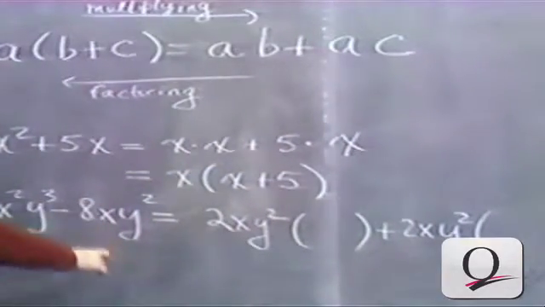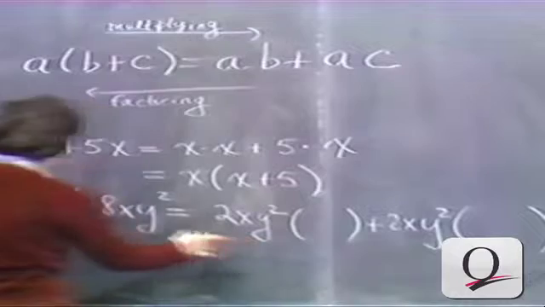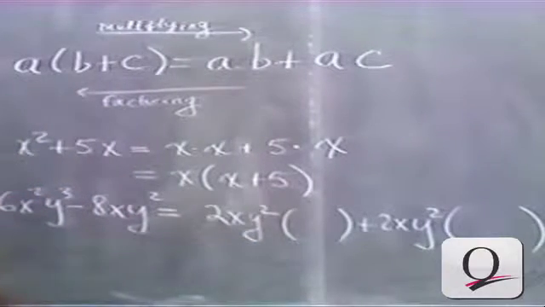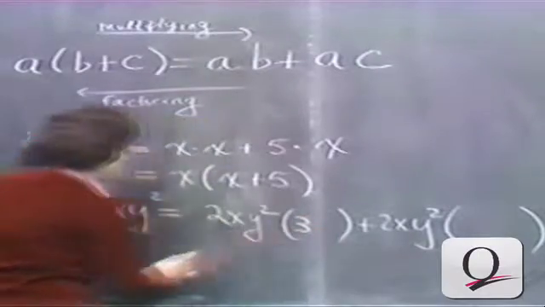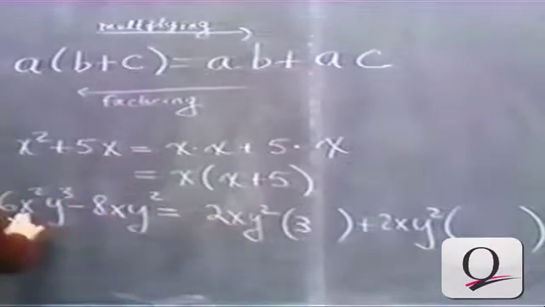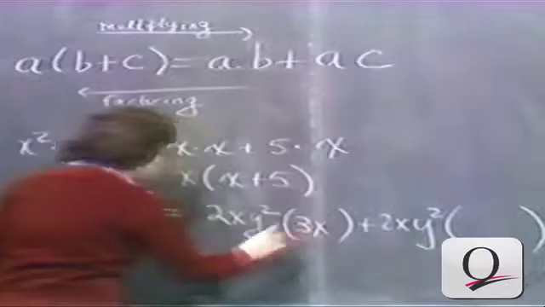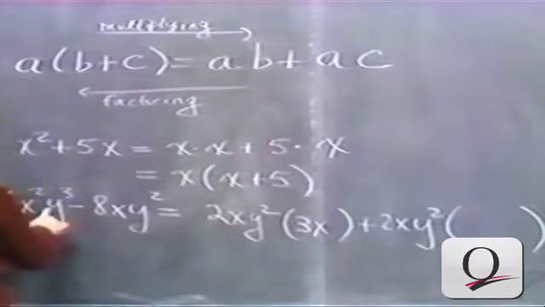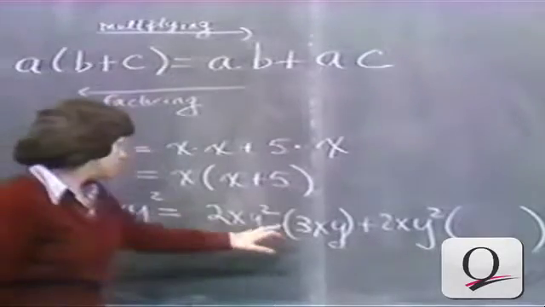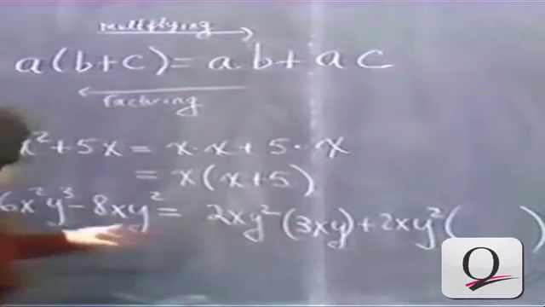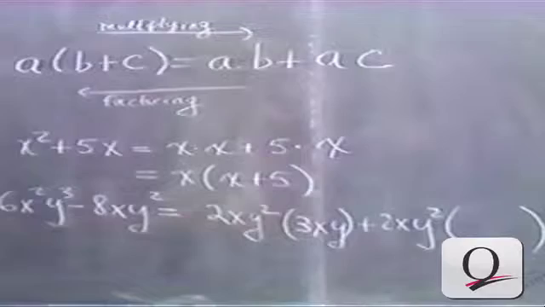What would we have to multiply 2xy squared by to get 6x squared y cubed? To go from 2 to 6, we would have to multiply by 3. To go from x to x squared, we'd have to multiply by x. To go from y squared to y cubed, we'd have to multiply by y. If you look over here, we do get 6x squared y cubed, which corresponds to the first term here.